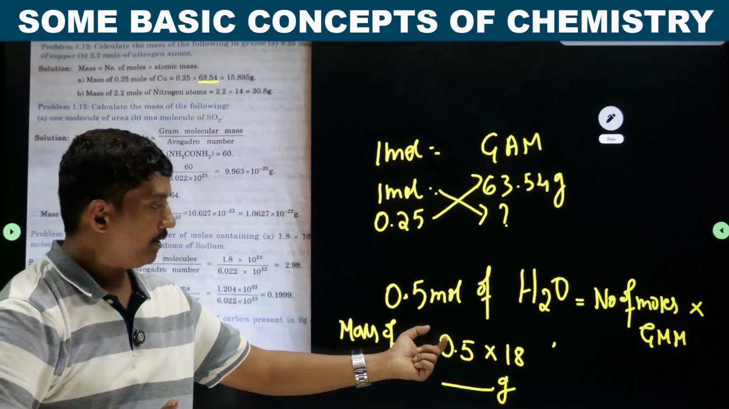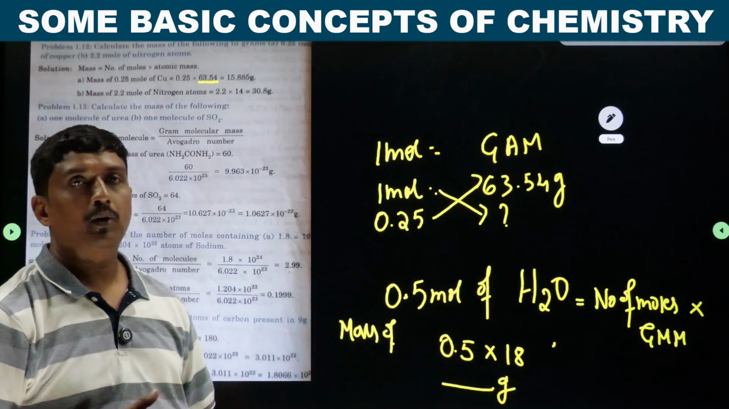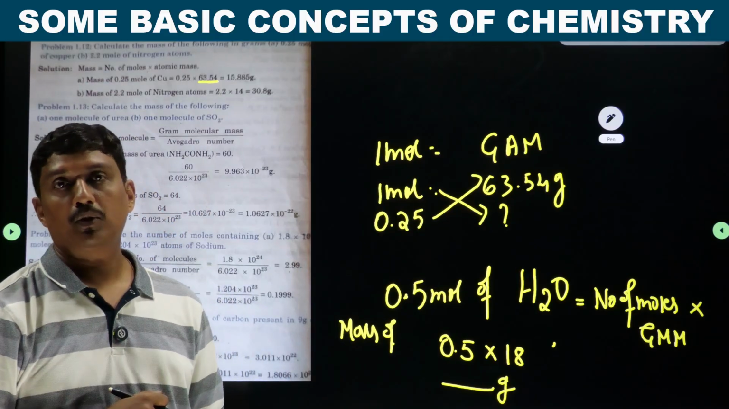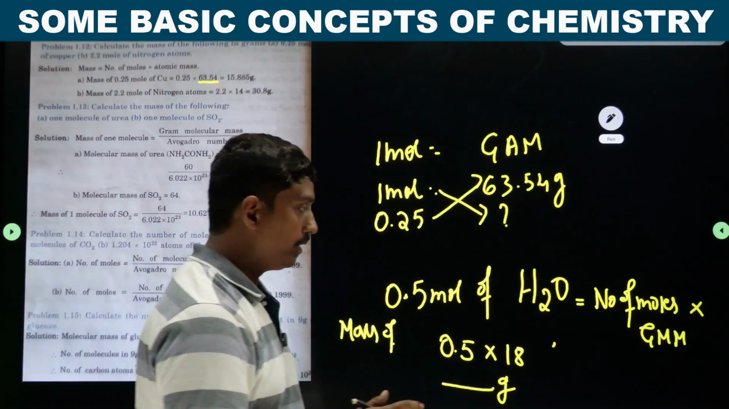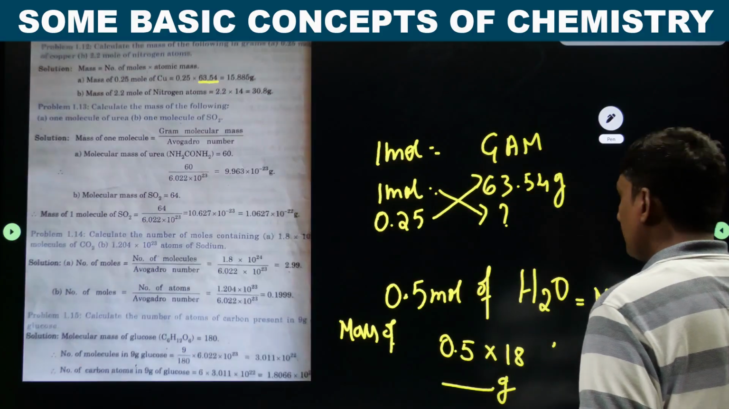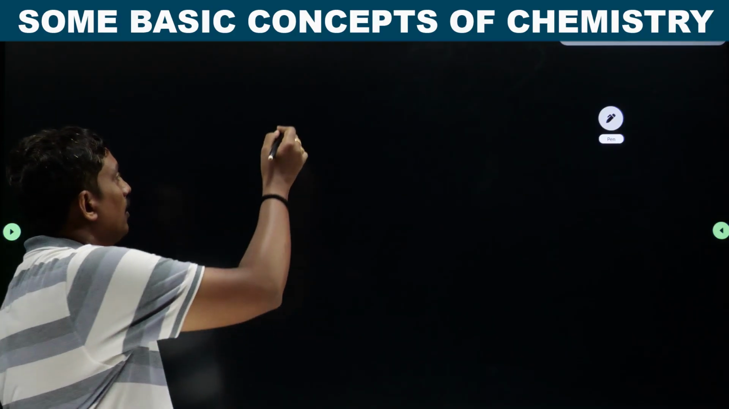If you take 0.5 into 18 grams, that is equal to 0.5 moles of water. Take one more example. Which example? Okay, we take carbon dioxide.